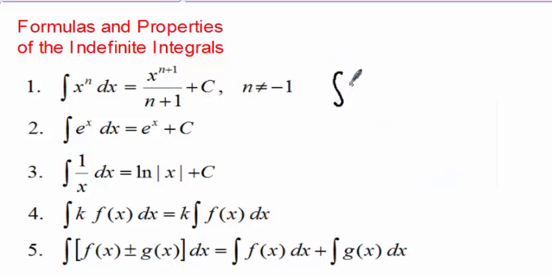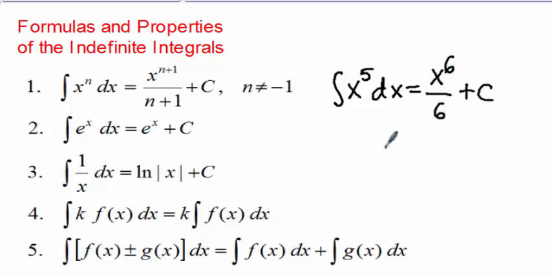Let's go for an example. The integral of x to the power of 5 is x to the 6 over 6 plus the constant c. The second rule is related to the exponential function. The integral of e to the x dx equals e to the x plus a constant. The derivative of e to the x plus c is e to the x.